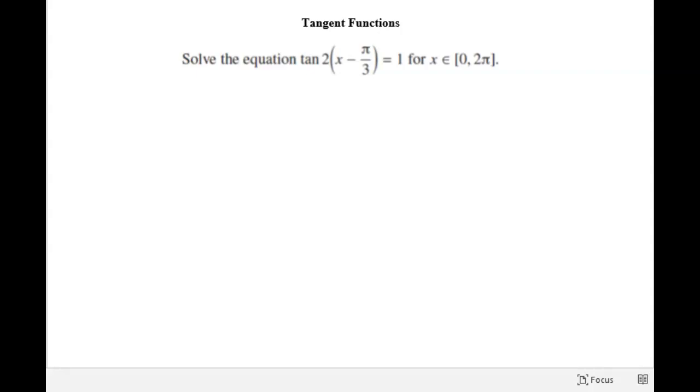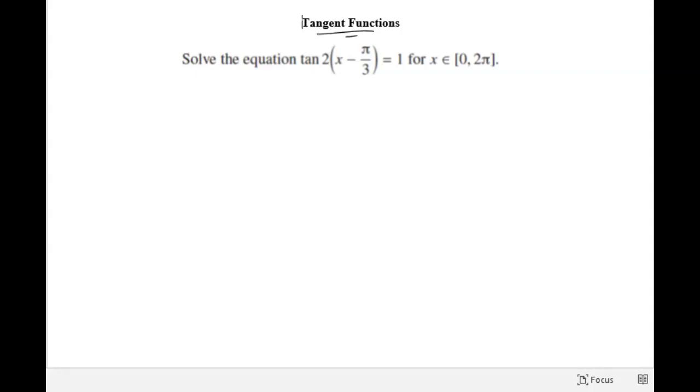Right, we've had a lot of look at sketching sine and cos functions. So now it's time for tangent functions. We're going to start off with solving some tangent equations, and then we're going to move into sketching some tangent functions at the later part of this lesson.